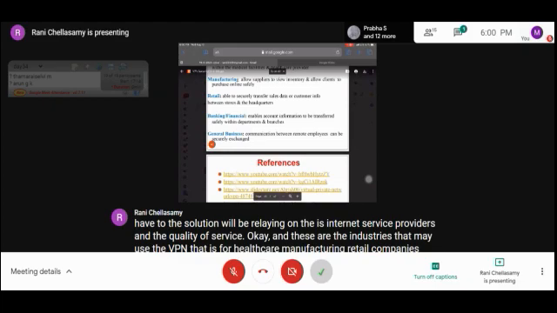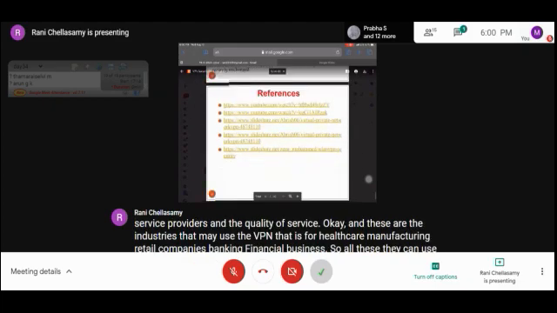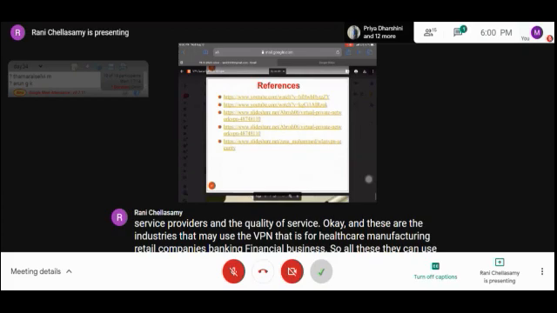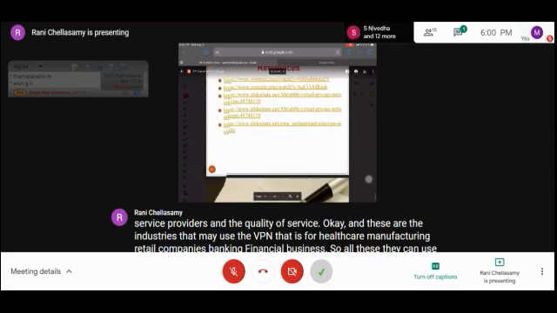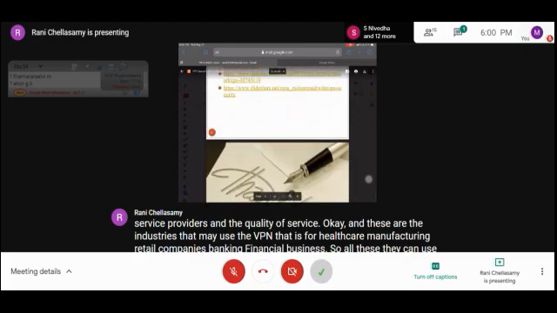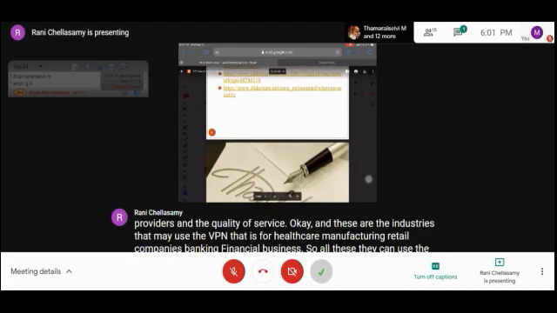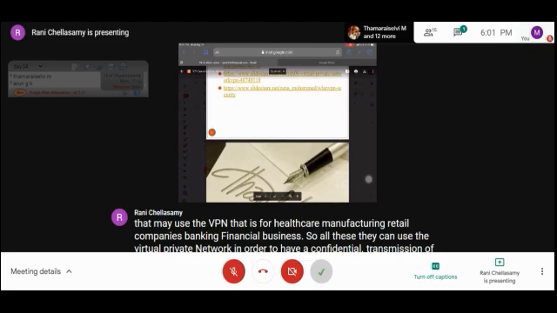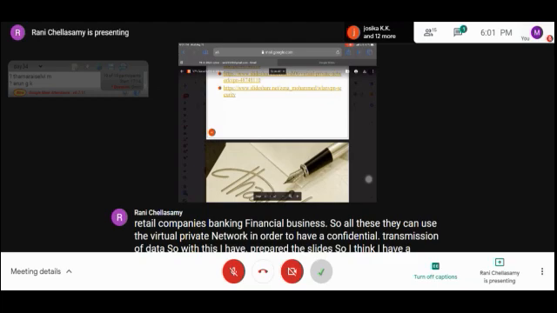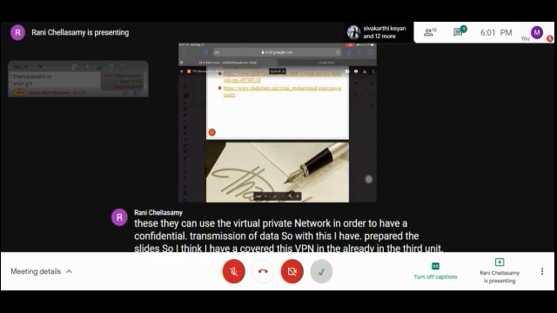So with this I have prepared the slides. I think I have covered VPN already in the third unit, so the same thing is repeated in the seventh unit also. So I have quickly given an overview, a quick walkthrough, of VPN security.